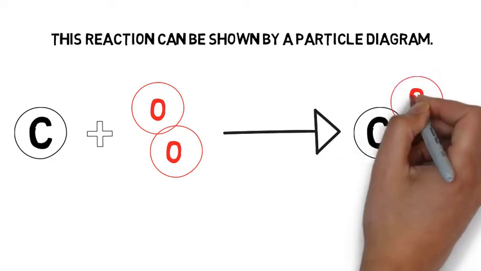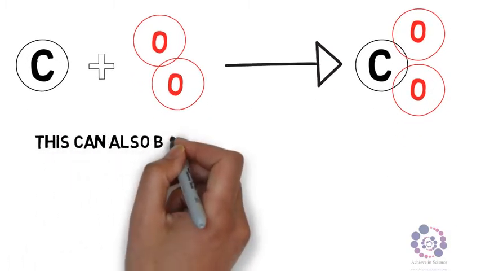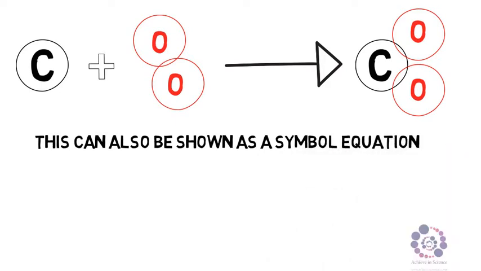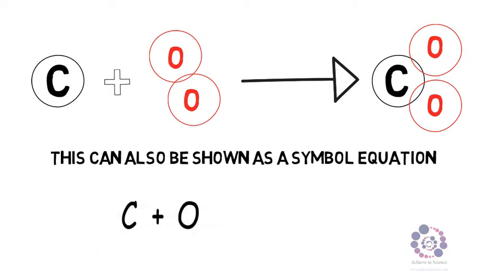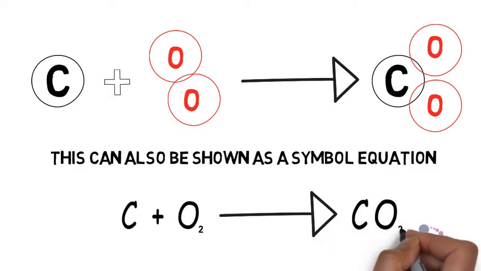This can therefore be now shown as a symbol equation. So we start off with a single carbon, so we represent this with just the letter C, react it with a diatomic molecule of O2, and we produce then a molecule of carbon dioxide, CO2.